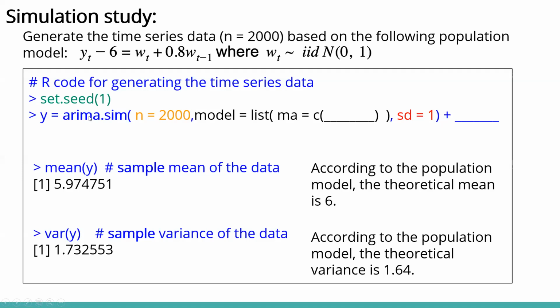Now, from the data set, and that was why I said, according to the population model, the theoretical mean is 6. This is the theoretical mean. This is the one I said you're going to put here.